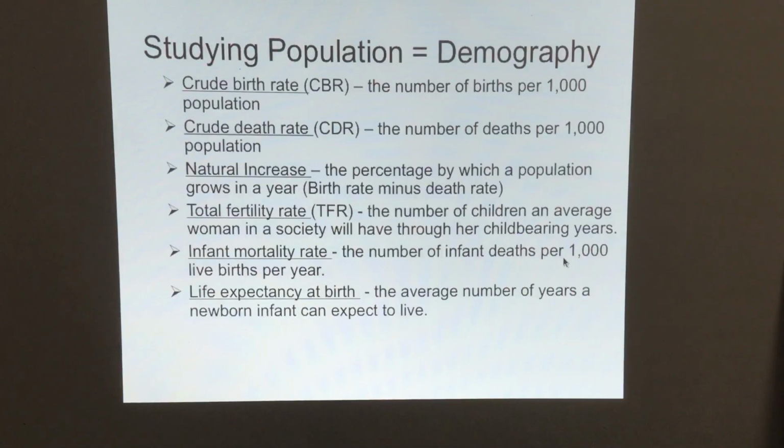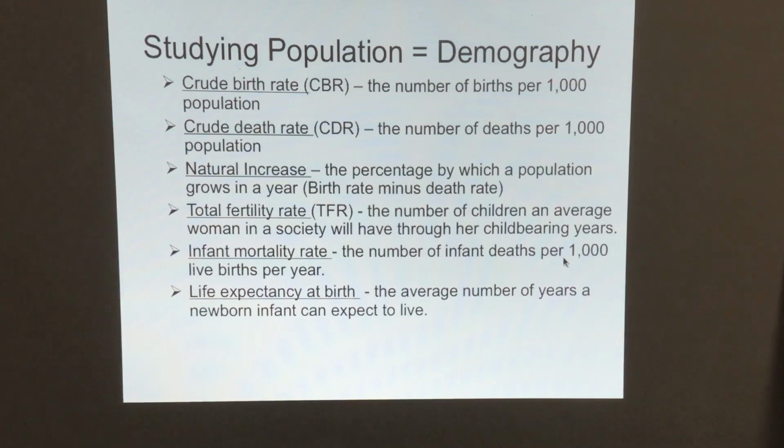When we study population, there's lots of statistics that we use. And the study of population is called demography, the study of humans. But there are several statistics. And one of them is the crude birth rate. Sometimes you just call it birth rate. This is number of births per 1,000, and then you have the crude death rate. And if you take birth rate minus death rate, it gives you the natural increase, and that's a percentage. So this is how much a country is growing, birth rate minus death rate.